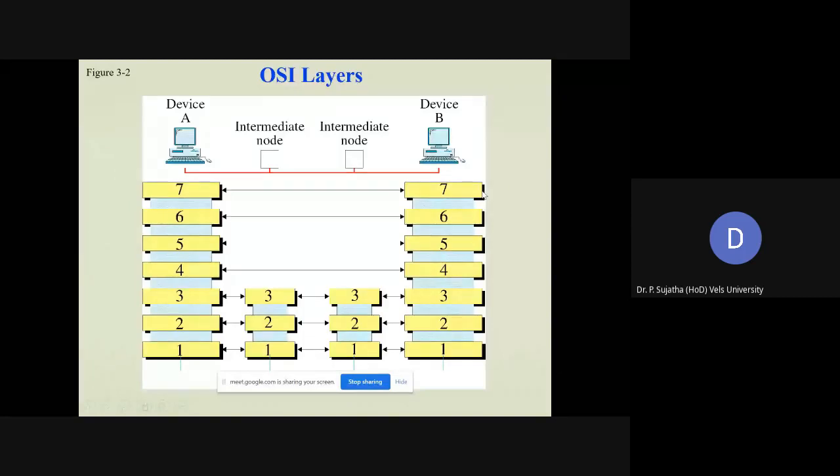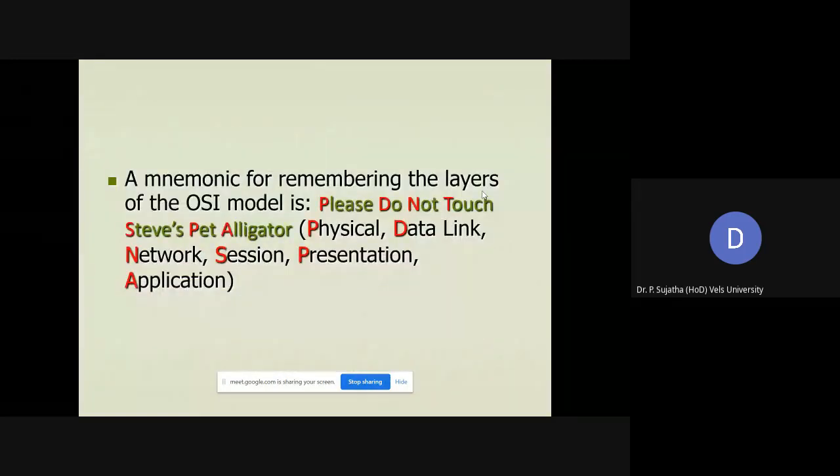Understood or not? This is how the information will be transmitted through all the 7 layers of the device. Understood? So this is the OSI layered architecture. If you get confused about which layer comes after the physical layer, you can remember this mnemonic: Please do not touch Steve's pet alligator.